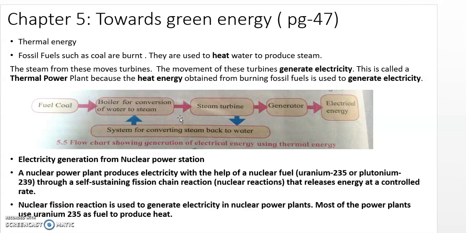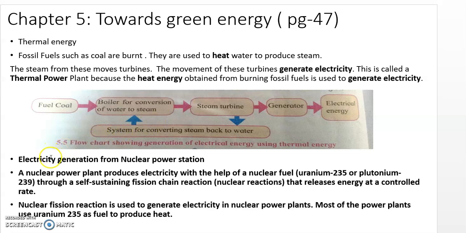Now energy transformation, how will you describe it? The chemical energy is present in the coal. This gets converted into thermal energy. Then this gets converted into the kinetic energy of the steam. Then kinetic energy in the turbine, and then the electrical energy. This is how there is a transformation of energy in the thermal power plant.